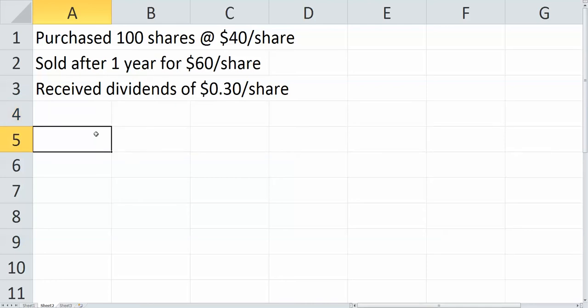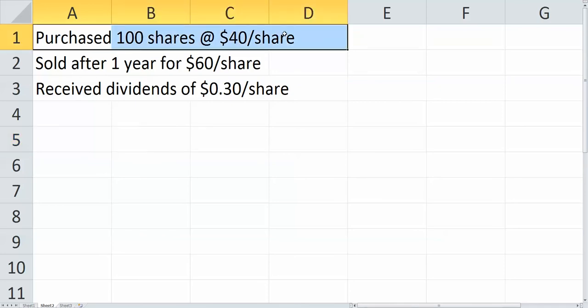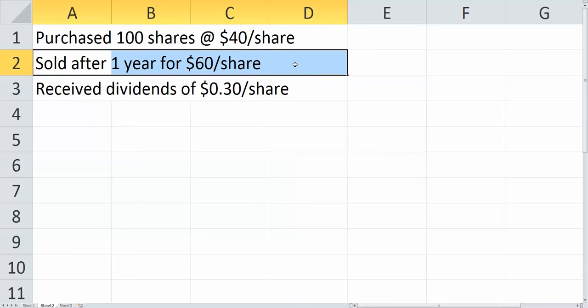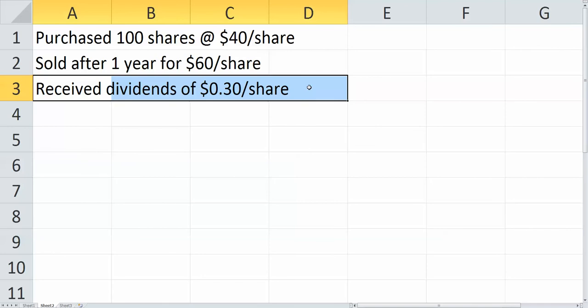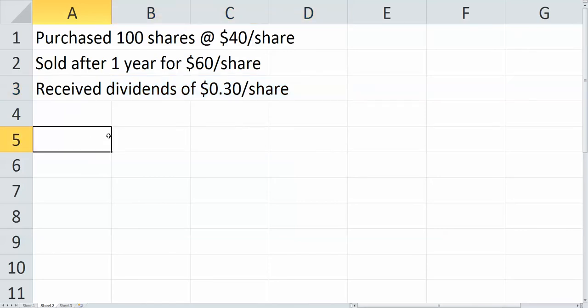This video demos problem 2 from chapter 11. In that problem, you purchased 100 shares of stock for $40 a share. After 1 year, you sold all your shares for $60 a share, and during the course of the year, you received dividends of 30 cents a share. And the question actually has 3 parts. The first part asks for our rate of return on our investment.